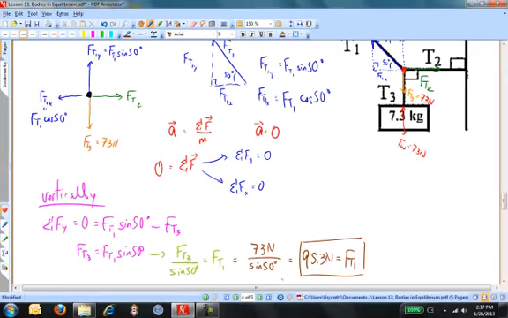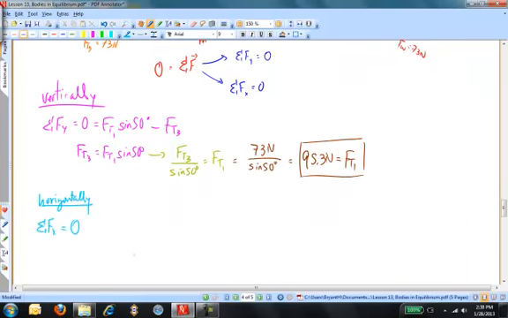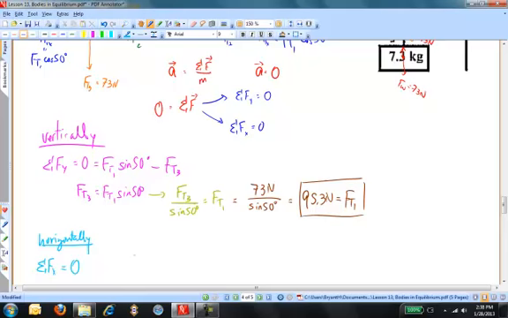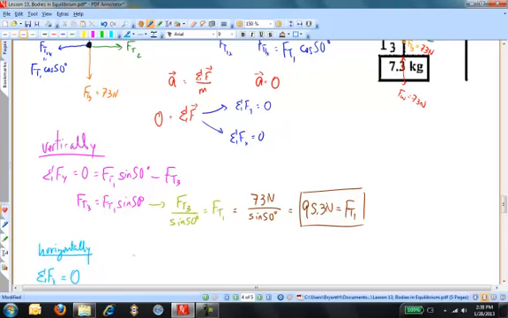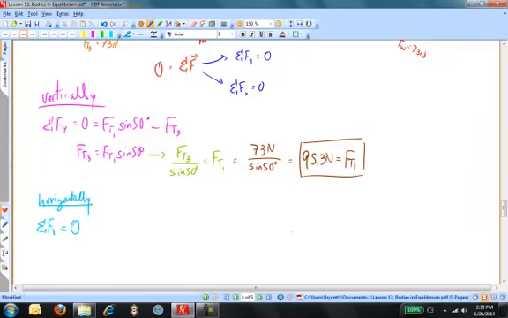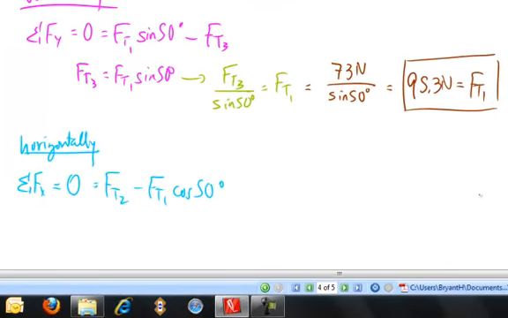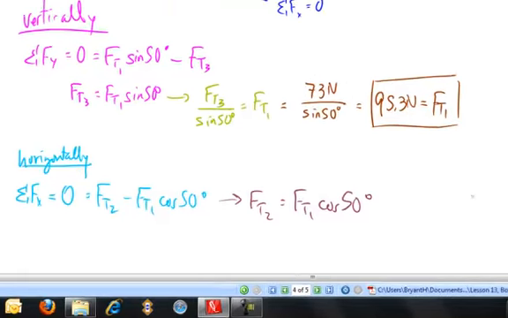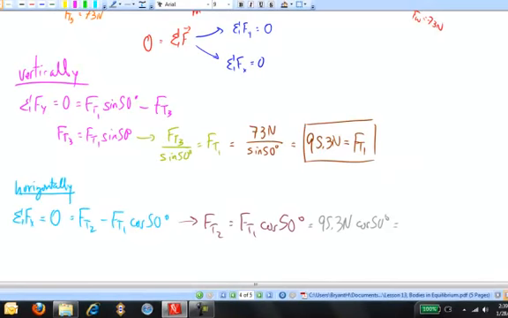Now let me use that for the horizontal equation. Let me scroll down just a little bit. The net force in the horizontal direction is equal to 0. When I go back up to my free body diagram, I see the forces to the right minus the forces to the left: FT2 minus FT1 cosine of 50 degrees. So now I need to know what FT2 is. Solve that equation for FT2. And now I put in the numbers and substitute them into the calculator, and I find that FT2 is equal to just over 61 newtons.